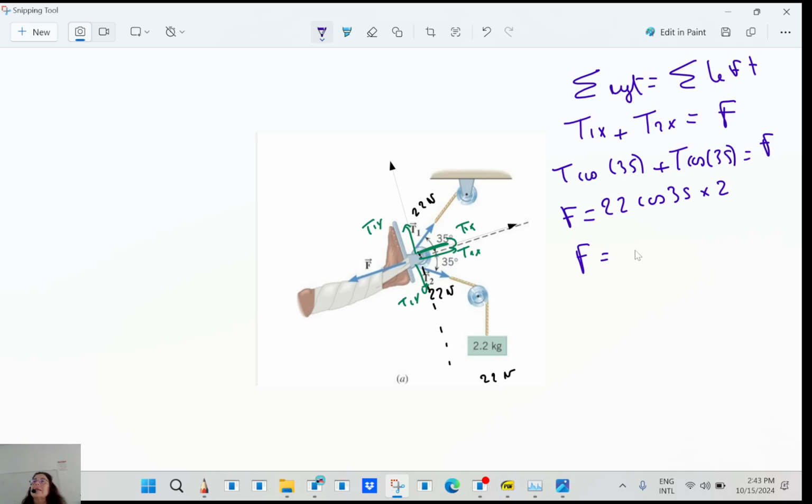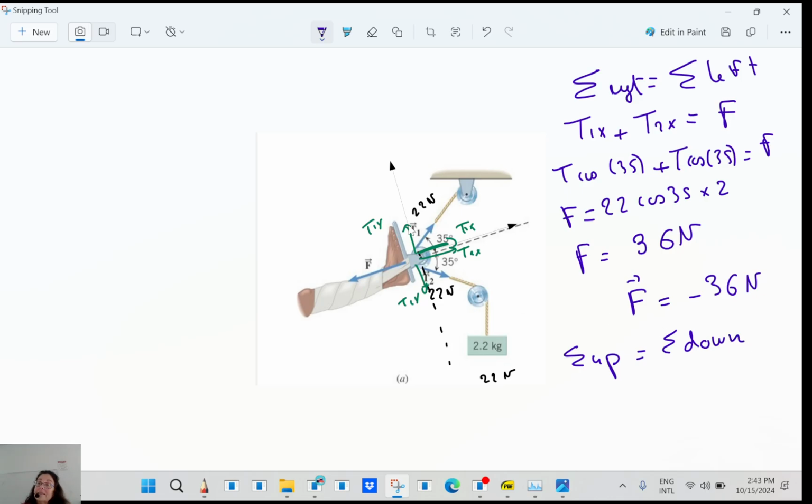36, right? So 36 Newton in magnitude. Now, the force is a vector, so we can put a negative. Is that clear? Now, everything up equals everything down.